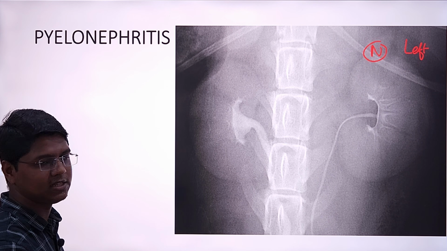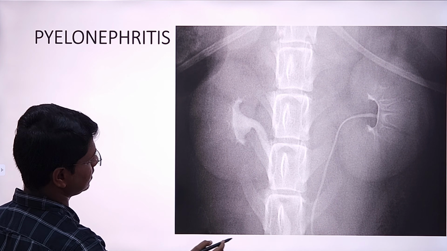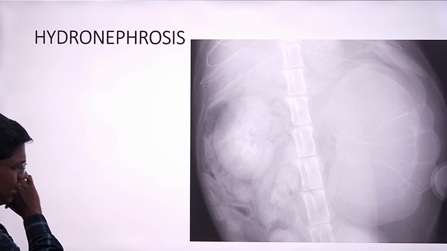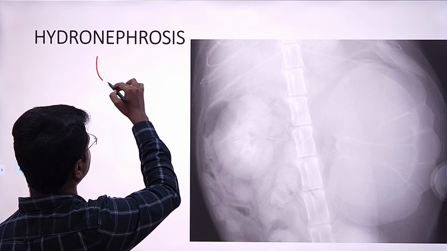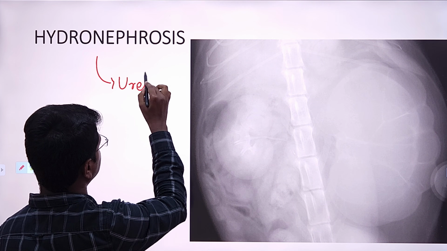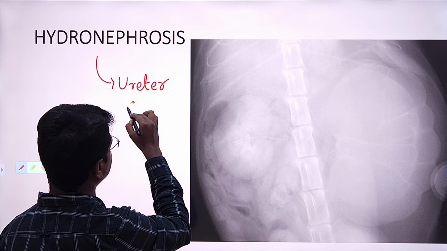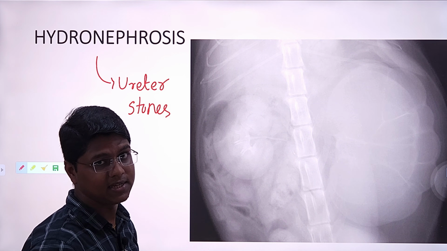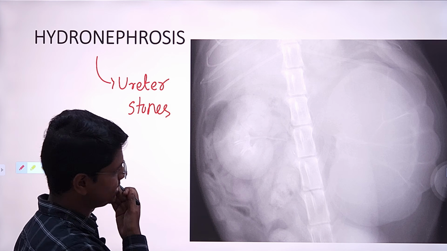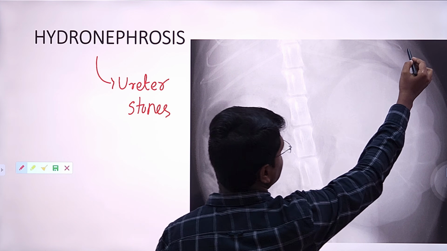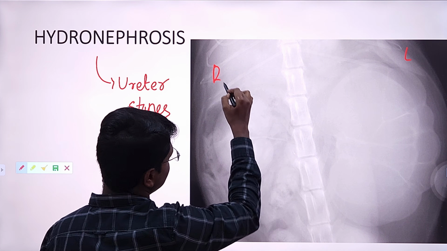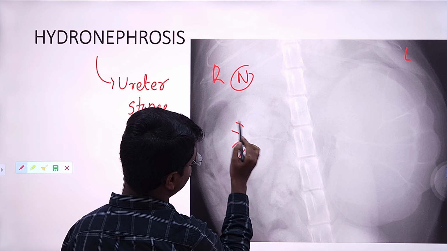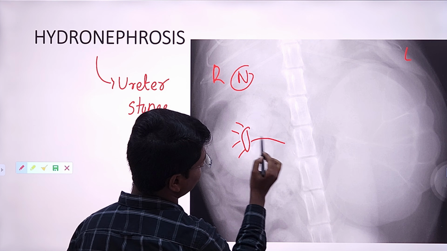Okay, pyelonephritis is inflammation of the collecting systems. See here, hydronephrosis. Hydronephrosis is usually associated with ureter stones. When there is some blockage in your ureter, the water will be retained inside the kidney, resulting in hydronephrosis. So this is the left side, this is the right side. Right side is now normal. See these radiating structures, diverticulum, pelvis and the ureter.